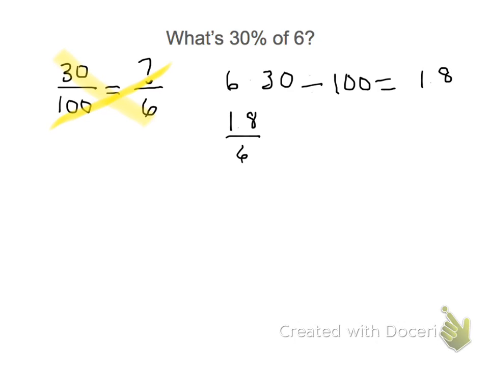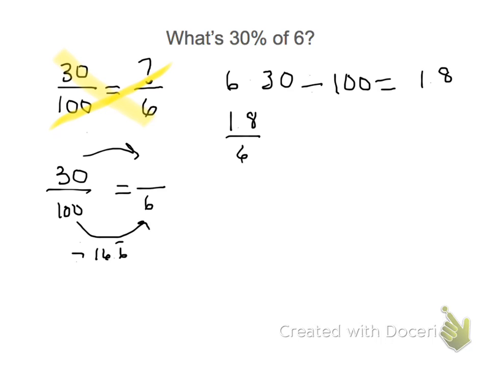Another option is thinking about it in terms of equivalent fractions. I'm going to write this out again. 30 out of 100 is equal to something over 6. Well, how do I get from 100 to 6? What operation do I have to do? So I'm going to divide 100 by 6. And that gives me 16.6 repeated. Well, if I do the same thing up here and I divide 30 by 16.6 repeated, I would get my answer of 1.8.